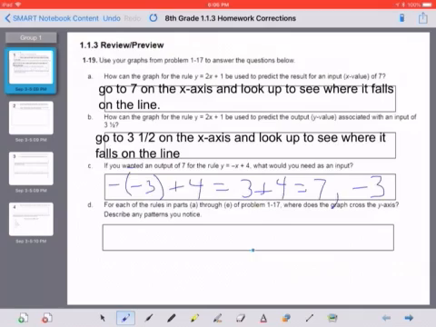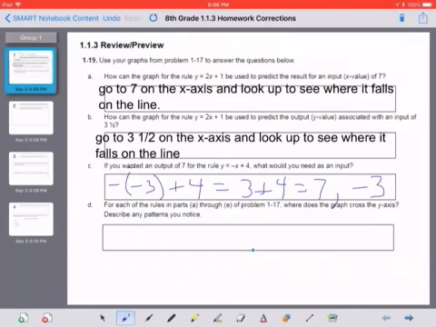Then for part D, it says, for each of the rules in parts A through E in problem 117, where does the graph cross the y-axis? Describe any patterns you notice. So a lot of you said it crosses 0, which isn't wrong. It crosses at 4, which isn't wrong, but it wanted you to actually list all of them out.